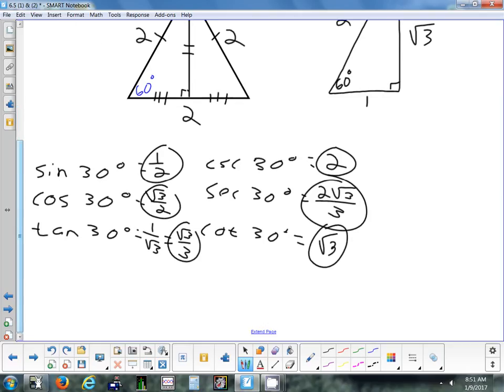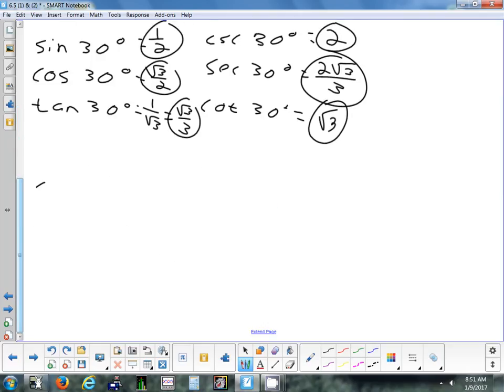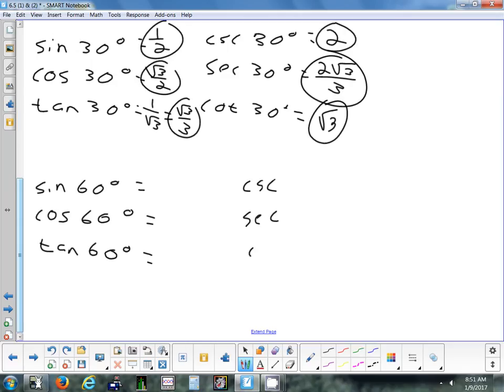Let's look at what happens when we do 60. Anybody think they already know what's going to happen when I do it for a 60? Because I'm not using a different triangle. 30 and 60 are in the same triangle. So what happens? You think they know? Yeah?